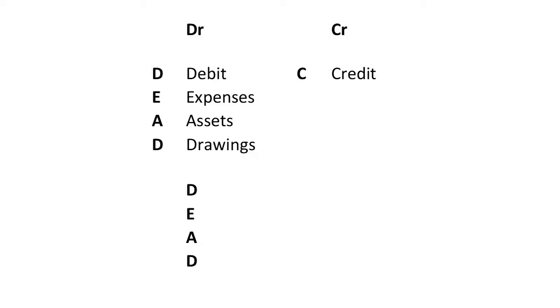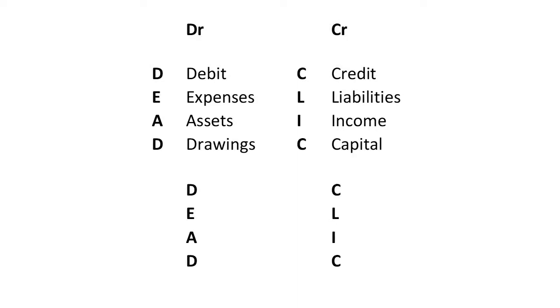Then on the credit side we have C for credit, L for liabilities, I for income, and C for capital. If you take the first letter from each word, we have C for credits, L for liabilities, I for income, and C for capital, and they combine together to give us the word click. So if we can remember the two words dead and click, we can work out what goes on the debit side and what goes on the credit side.